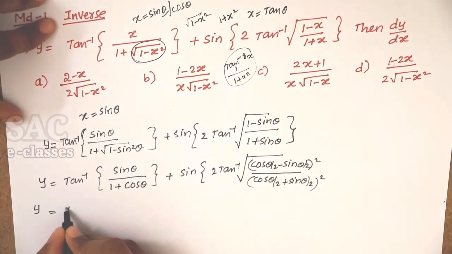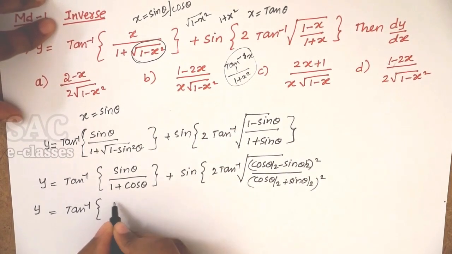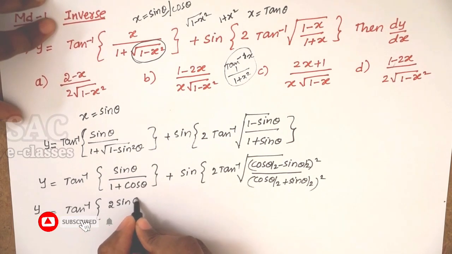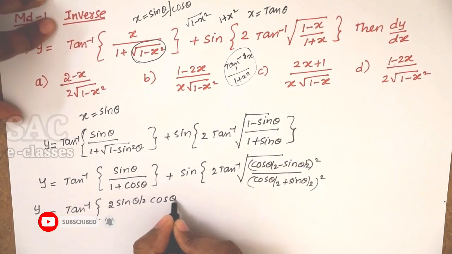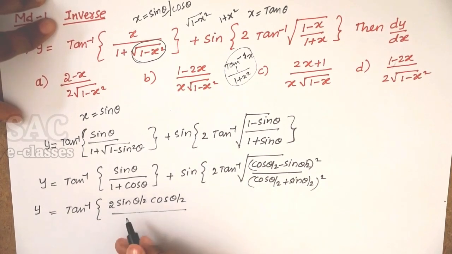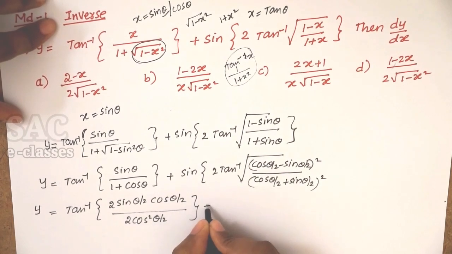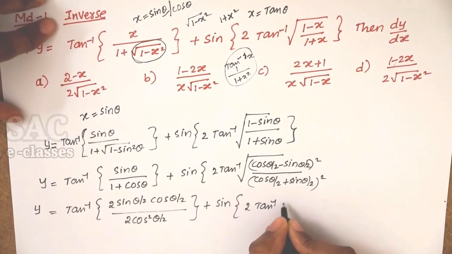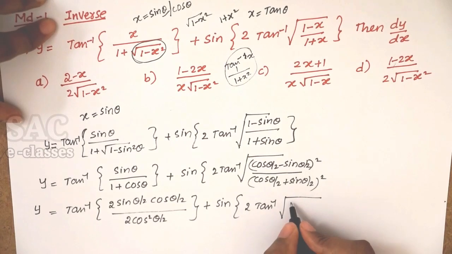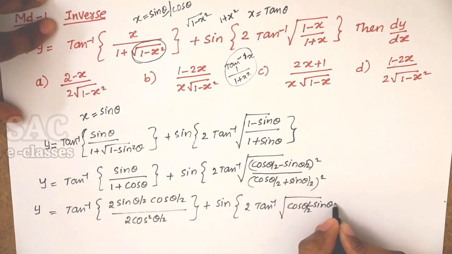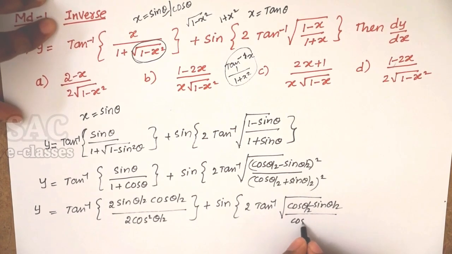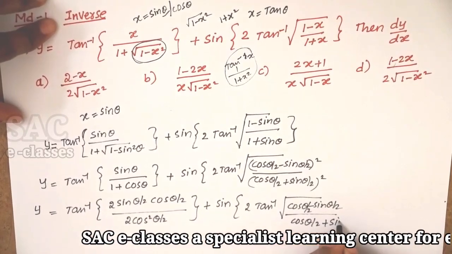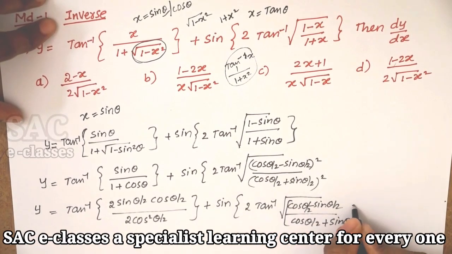Then y equals tan inverse of sin theta, expressed as 2 sin theta by 2 cos theta by 2, by 1 plus cos theta, which you can write as 2 cos square theta by 2, plus sin of 2 into tan inverse of root over, that getting cancelled, cos theta by 2 minus sin theta by 2 by cos theta by 2 plus sin theta by 2, whole square.